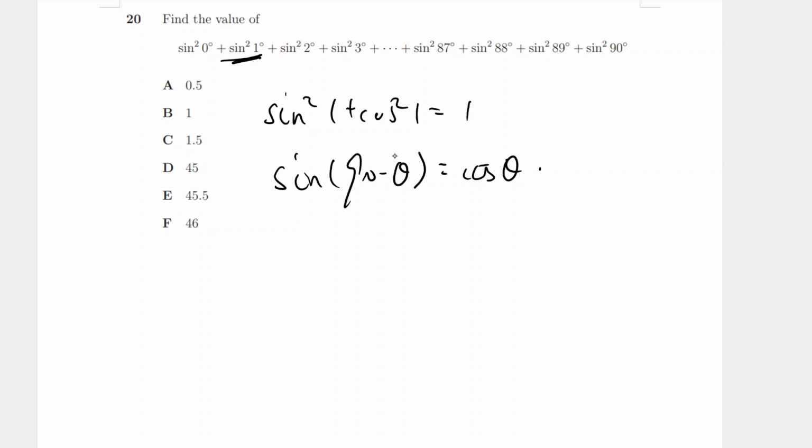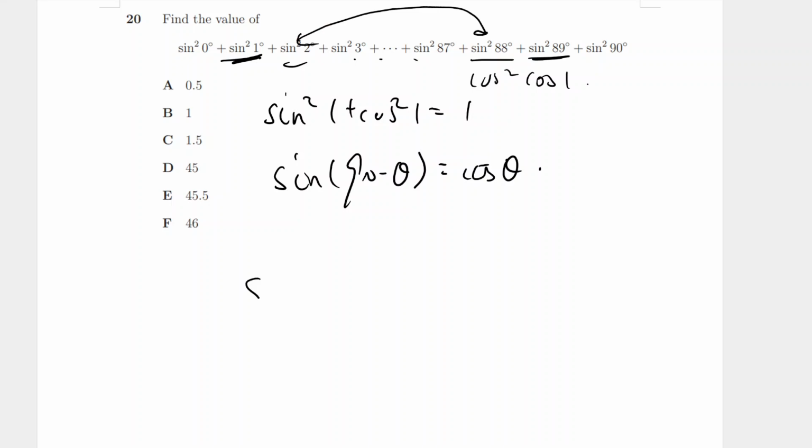Okay, so in that case, what is sine 89? Sine 89 is just cosine of 1, right? It's just cosine of 1. Yeah, and so on and so on. This is cosine of 2. So these things are complementary, right? And so on.